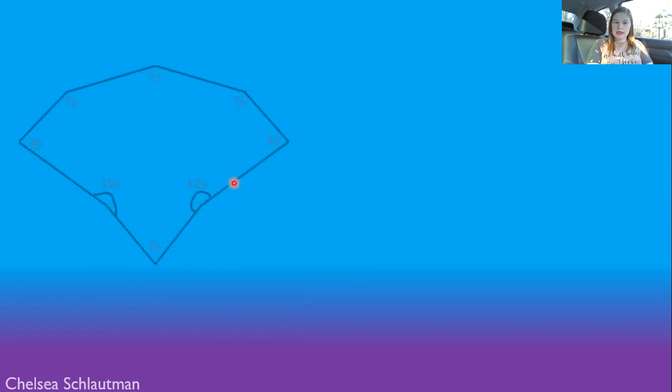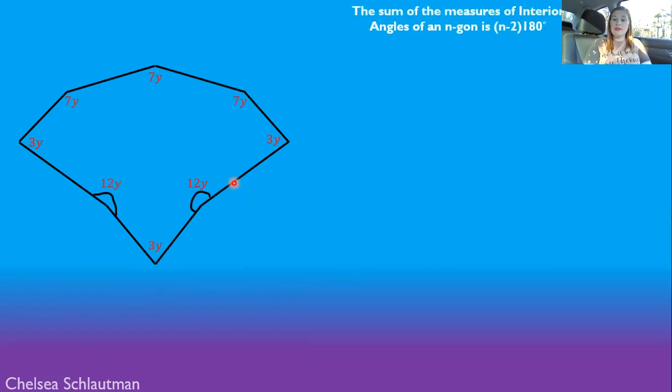All right, and the next problem, we have this figure here. It looks kind of like a triceratops. We are given some degrees for these different angles. We have 3y, 7y, and 12y, and we need to find out what those are equivalent to. The sum of the measures of the interior angles of an n-gon is found by the formula n minus 2 times 180.